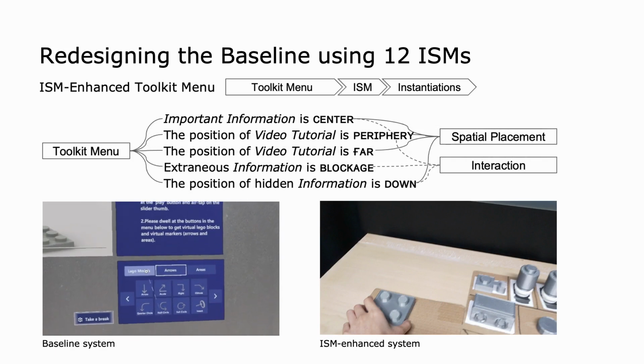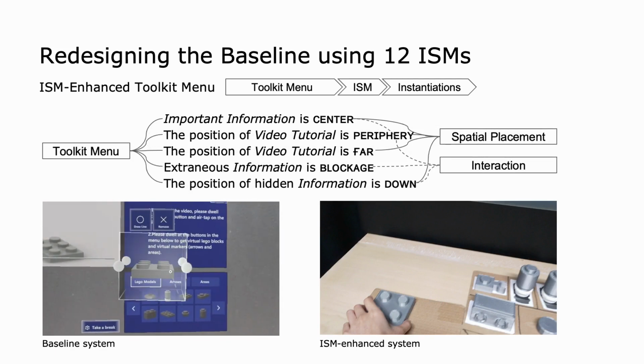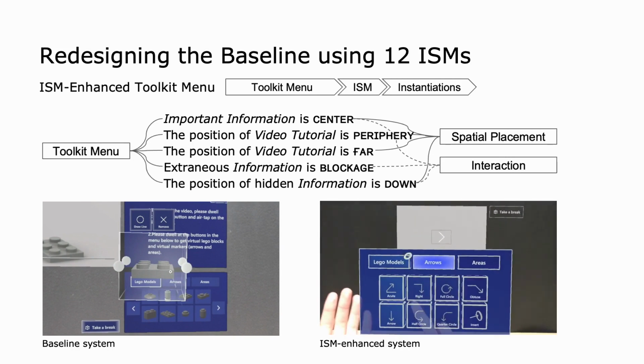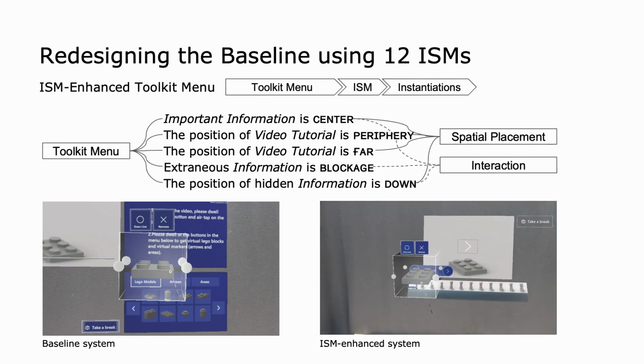In the baseline, the toolkit menu is always visible and fixed at the bottom right of the user's field of view. Based on 5 relevant ISMs, we redesigned the spatial placement and interaction of the toolkit menu. The ISM-enhanced toolkit menu is attached to the user's left palm. Whenever a user needs the toolkit menu, they hold up their left hand and the menu would appear close up and right in front of the user. When not in use, the menu would be hidden when the user puts down their left hand.